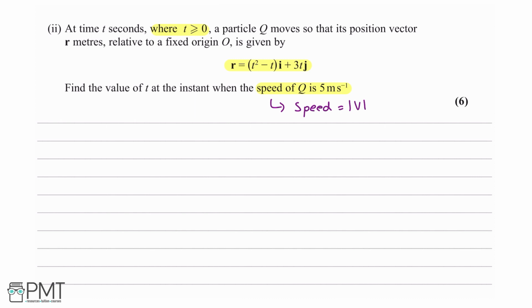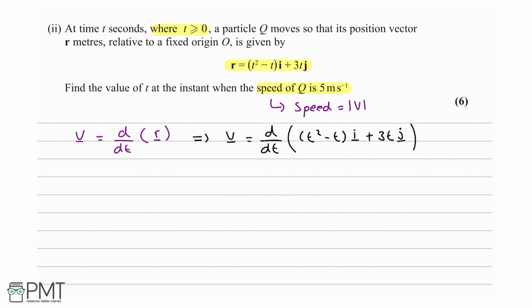So what we need to do first to find anything to do with the speed is solve for the velocity. From here, we're going to use a rule: because we're given the position vector, the velocity is d by dt of your position vector. So the velocity equals d by dt of (t squared minus t)i plus 3tj.